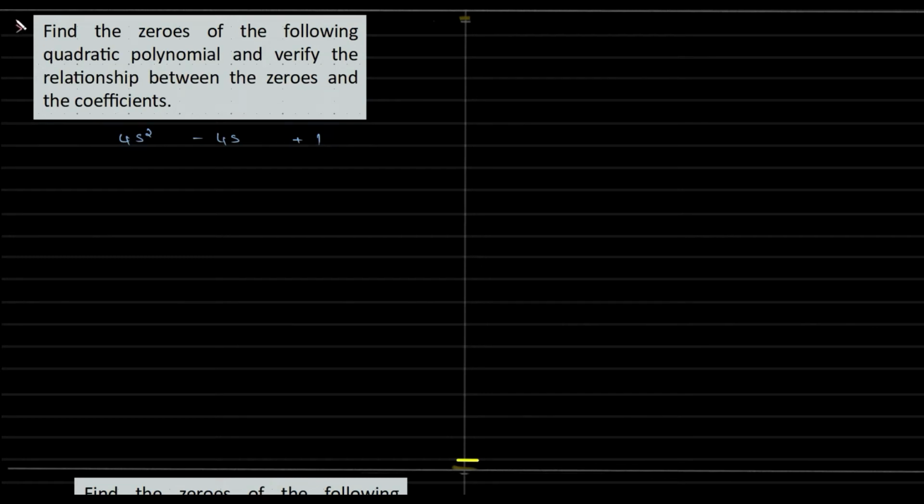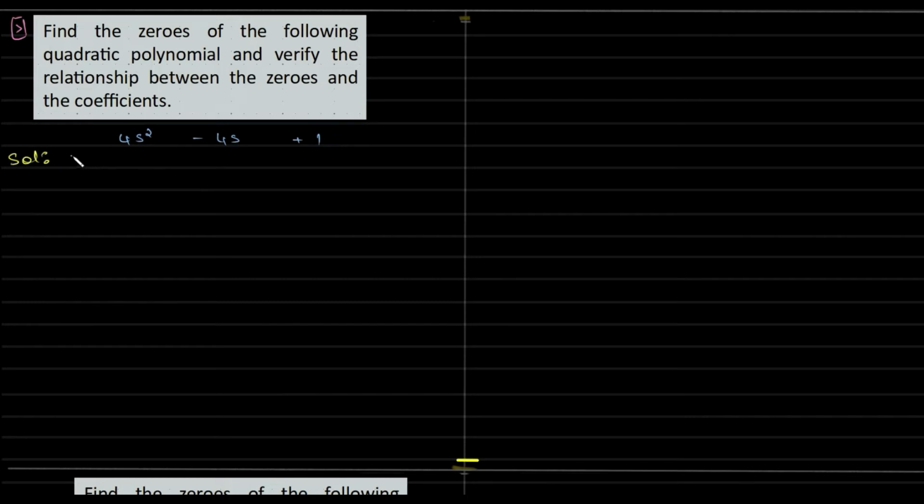Starting off with the question: find the zero of the following quadratic polynomial. So we have a quadratic polynomial. You have to find the zero and verify the relationship between the zeros and the coefficients. Okay, so let's start off with the solution.